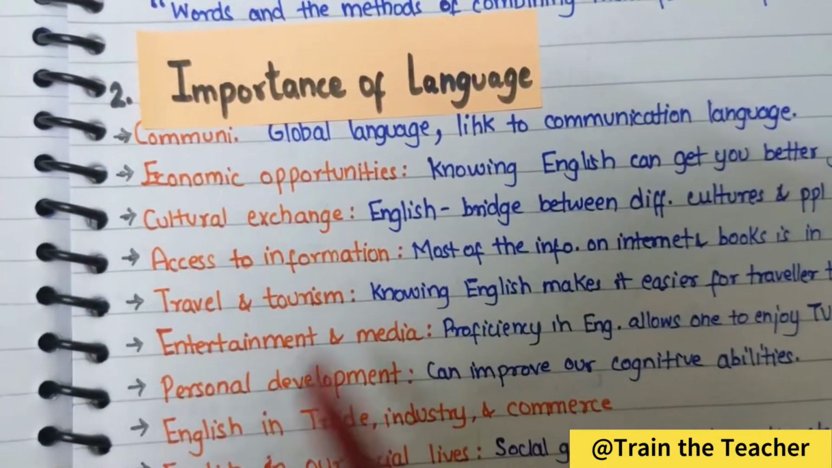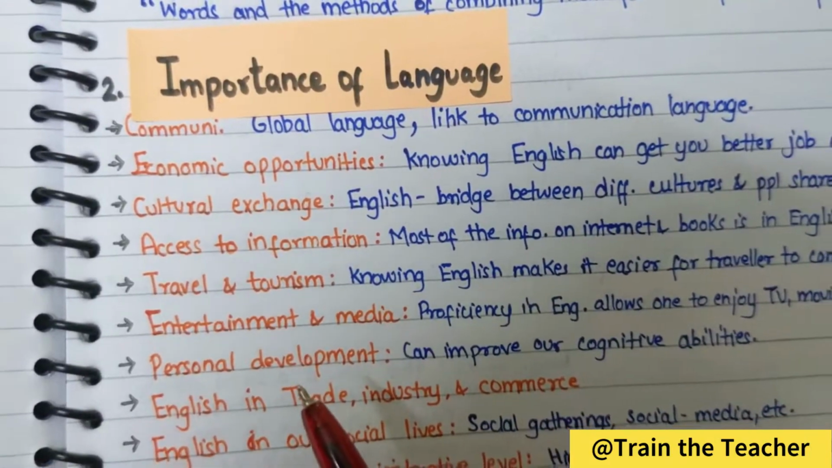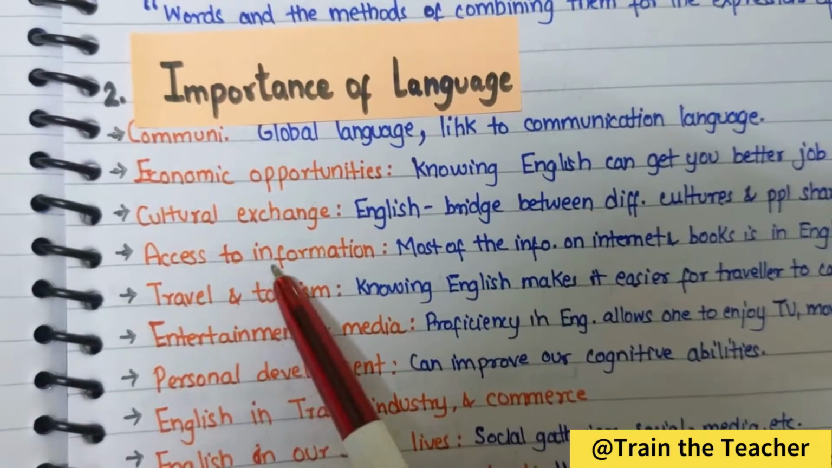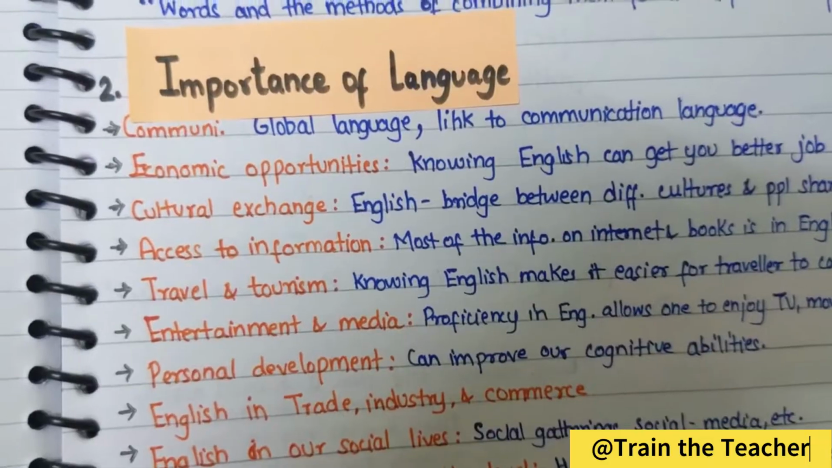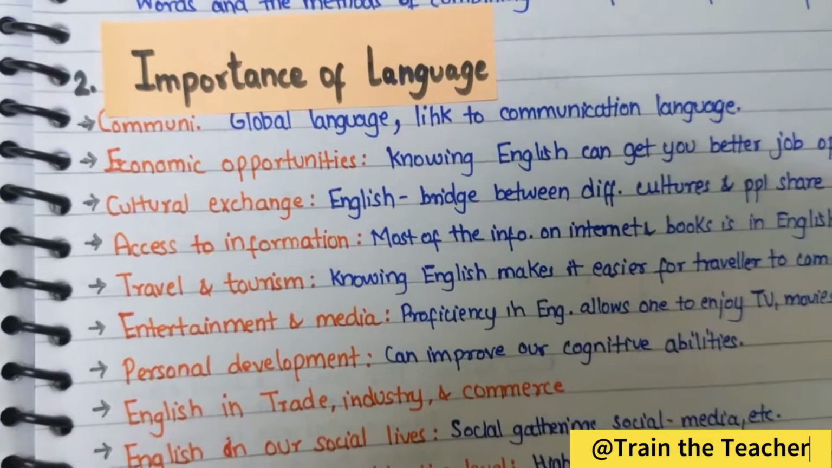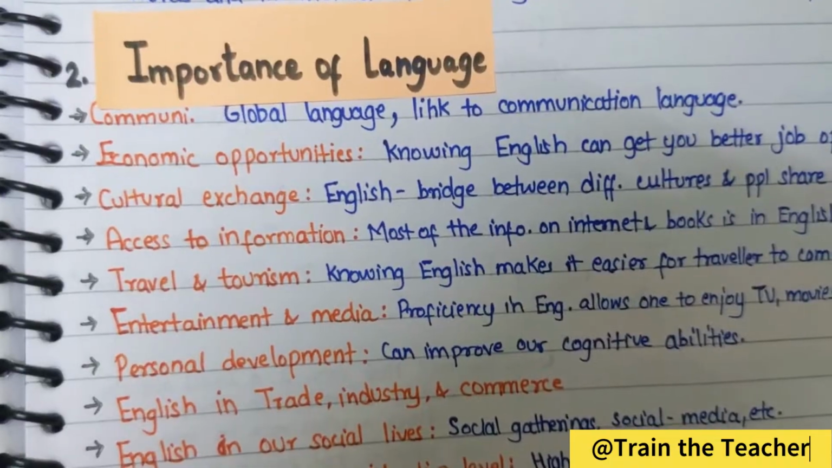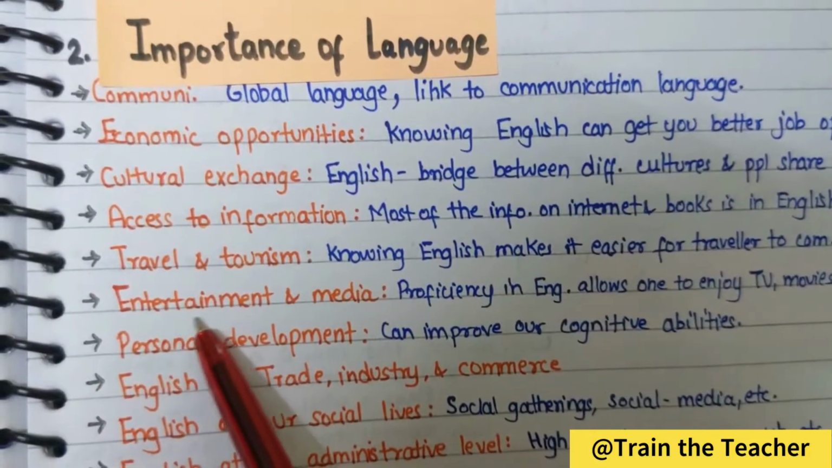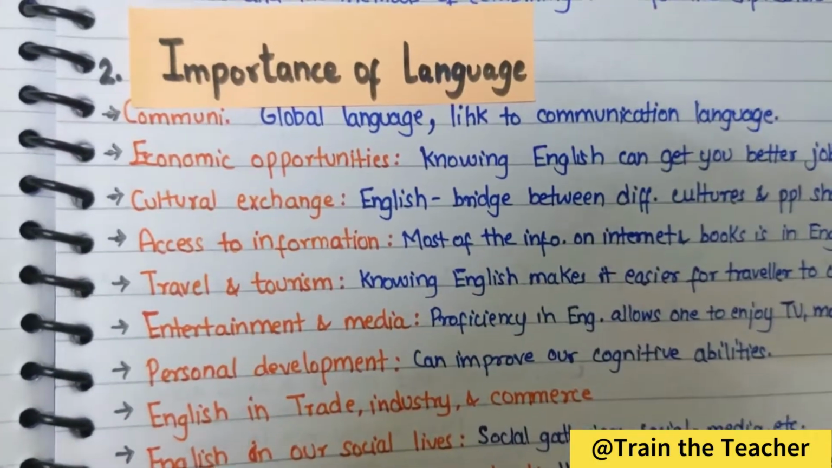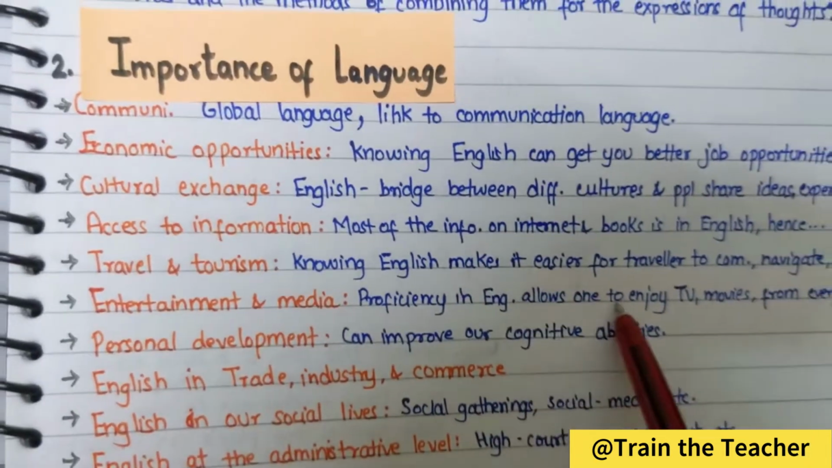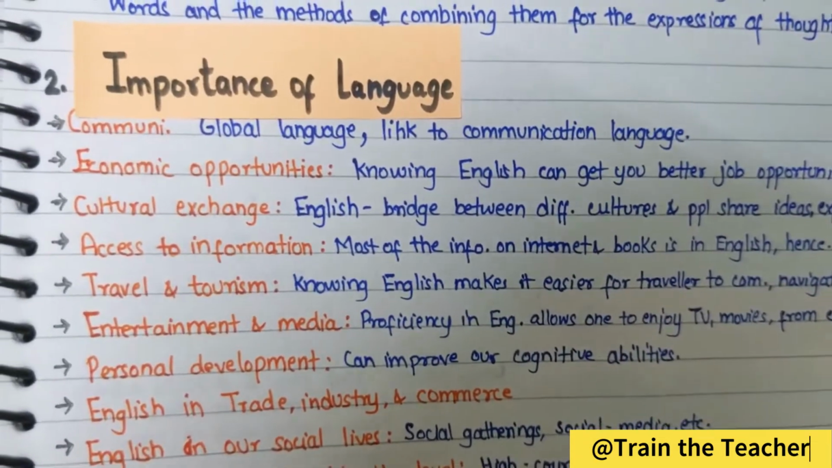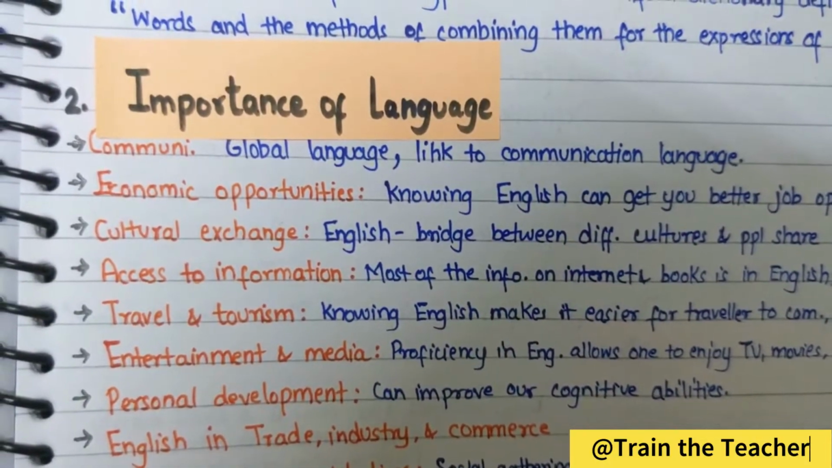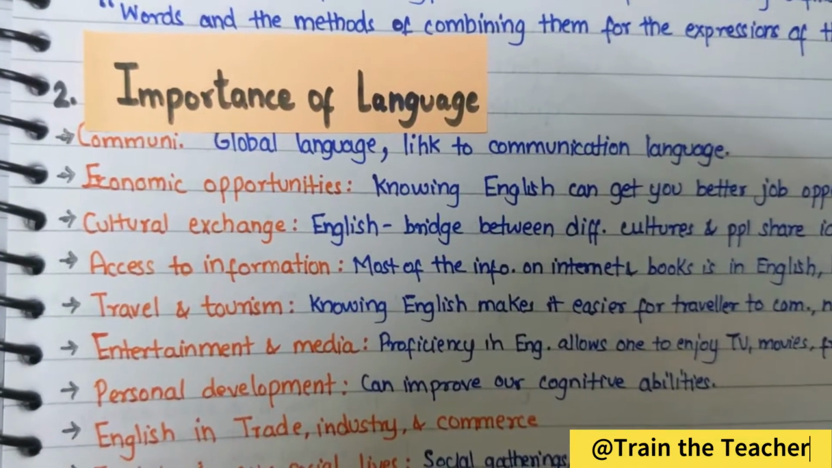Access to information: अभी आप अगर इंटरनेट पे जाओ, बुक्स पे जाओ, जो हमारी कॉमन लैंग्वेज है रिसर्च, थियोरी, स्टडीज़ की, वो इंग्लिश है. So it's about that. Travel and tourism: okay, again if you know English, then it becomes easy for you to travel, to communicate and to navigate your way. Okay, entertainment and media: obviously proficiency in English will allow you to enjoy TV, movies, Netflix and Amazon Prime, which these days are massively popular among youth and among everybody, right?